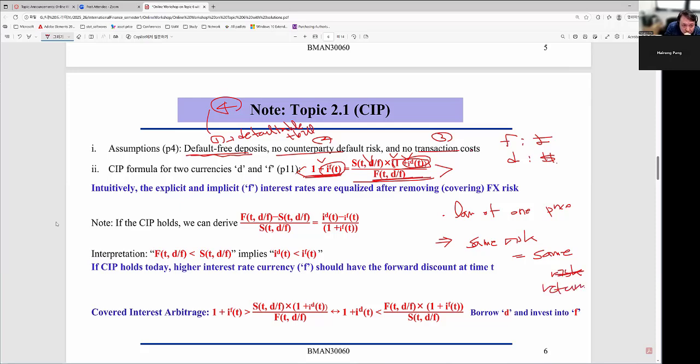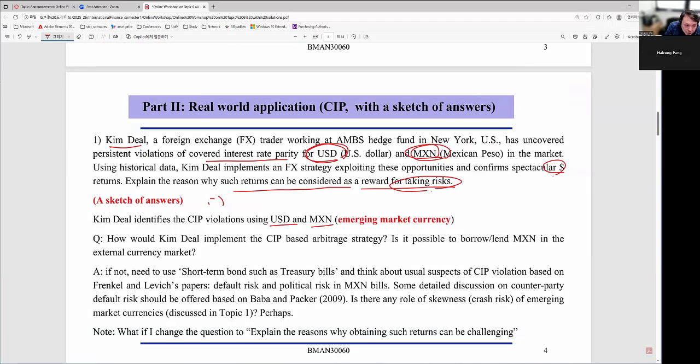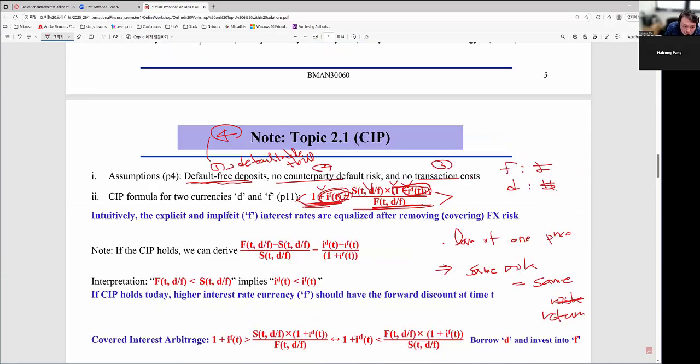So if the risk involved with this one and this one is the same, then we still get the equality. Same risk, same return, right? So these are CIP you need to define first. Now, you write down the CIP formula and you put one as a dollar, for example, D as a dollar, F as a Mexican peso, and you explain the CIP violations means maybe the equality doesn't hold. So either this inequality or this inequality, right? Then you have CIP violations.